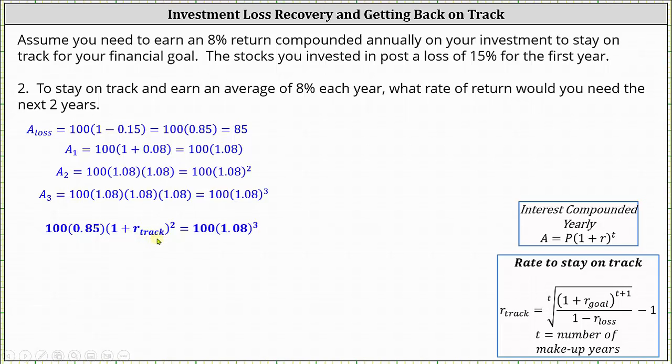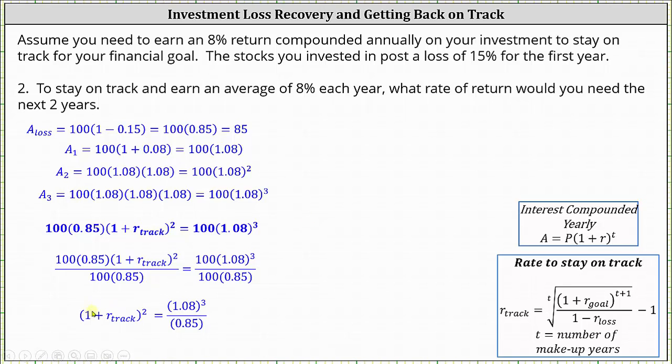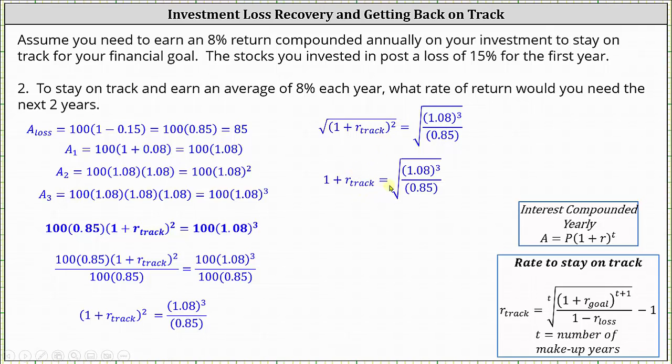The first step is to divide both sides by the product of 100 and 0.85. On the left, 100 times 0.85 divided by itself simplifies to 1. And on the right, notice 100 divided by 100 simplifies to 1. This gives us the equation the square of 1 plus r sub T equals the cube of 1.08 divided by 0.85. And now we need to undo the squaring on the left by taking the square root of both sides of the equation. The square root undoes the squaring, giving us 1 plus r sub T equals the square root of the quotient of the cube of 1.08 and 0.85. And then finally we subtract 1 on both sides of the equation.